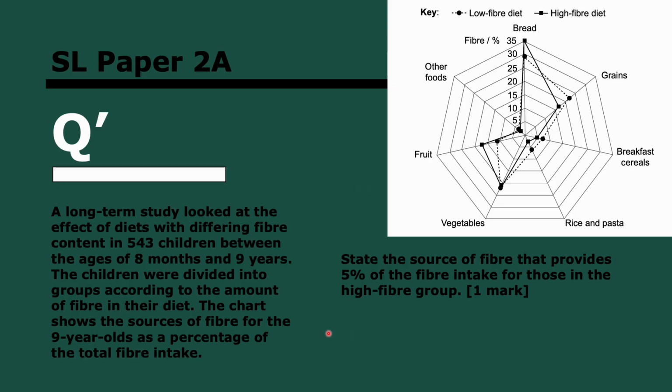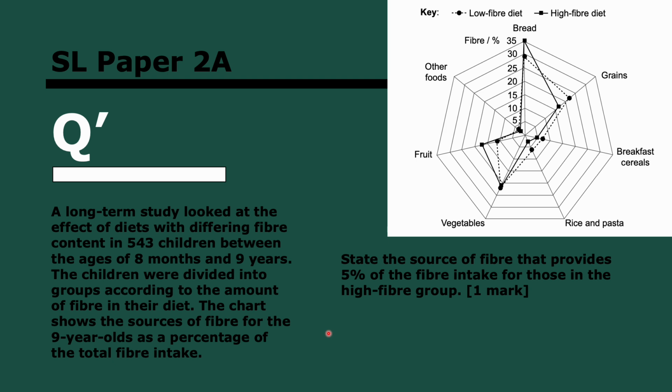Moving on to paper 2. Okay, starting off with data analysis. So, a long-term study looked at the effect of diets with differing fiber content in 543 children between the ages of 8 months and 9 years. The children were divided into groups according to the amount of fiber in their diet. The chart shows the sources of fiber for the 9-year-olds as a percentage of the total fiber intake.